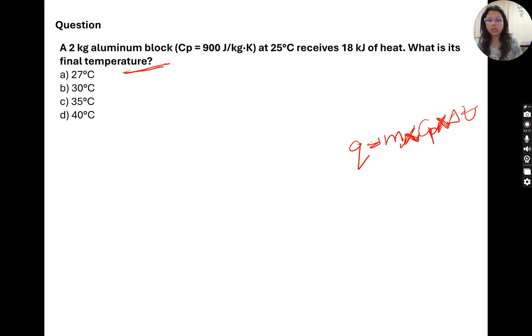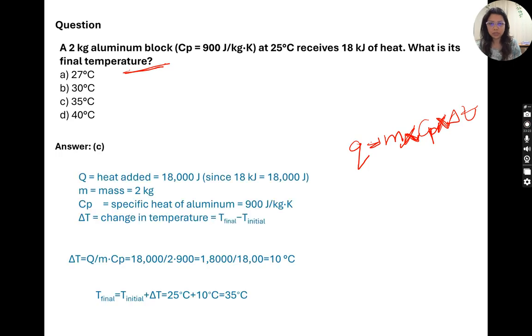So yeah, the correct answer is C, which is 35 degrees Celsius, and it is a simple question to calculate. Here are the calculations in which we are given the heat, which is 18 kilojoules. So we need to convert these kilojoules into joules first, by multiplying by 1000. Then we are given a mass, which is 2 kg, and the specific heat, which is 900 joule per kg, because we are not changing the value of mass, as the specific heat value is given per kg itself.